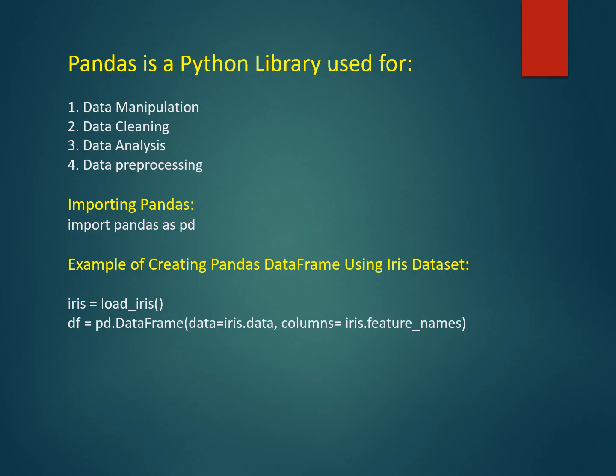We load the dataset using load_iris and store it inside a variable called iris. This iris object contains data, feature names, target values, and other useful information. We pass iris.data as the main data. Then we use iris.feature_names as the column names. pd.DataFrame: the NumPy array has been converted into a structured DataFrame with proper column labels.